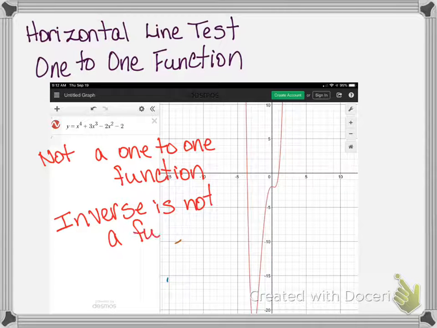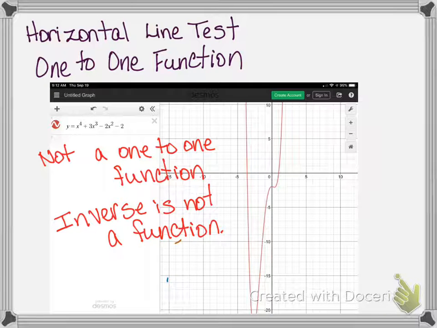Now, if you wanted to find the inverse of x to the fourth plus 3x to the third minus 2x squared minus 2, you could find the inverse, and we could graph the inverse, and we could look at the inverse. What you need to understand is that inverse is not a function. We can still do the inverse, but the inverse would not be a function. So this is not a one-to-one function.